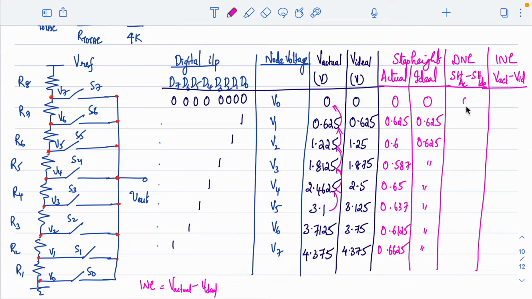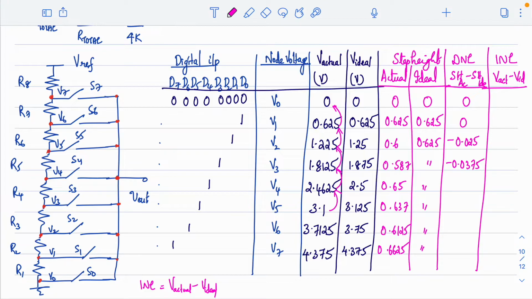Now this difference is 0, and this difference is actual minus ideal. So this is minus 0.025, actual minus ideal. This is 0.375. Yeah, if you can get me the rest of the values. That will give you DNL, and after DNL you can write the INL values as well.